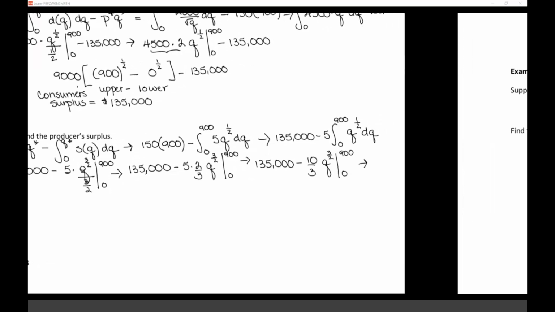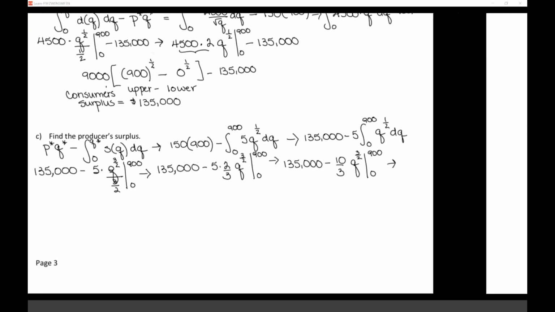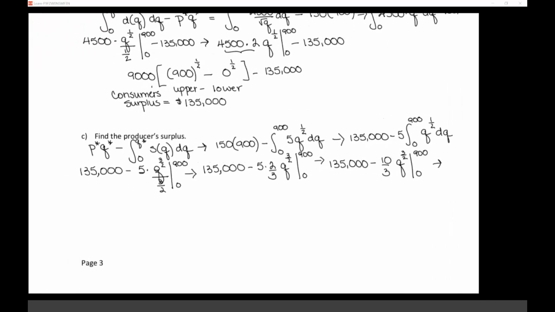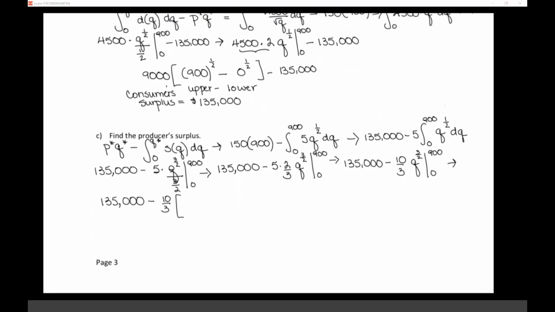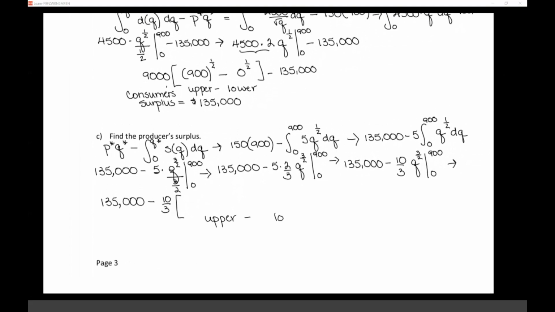Okay, so now when I actually evaluate the integral at the upper and lower bounds, I'm going to do it this way. I'm going to take out the 135,000, and I'm going to write 10/3 on the outside of what I'm going to evaluate here. And that's going to be upper minus lower. Then I have Q to the 3/2, and my Q value is 900 to the 3/2 minus 0 to the 3/2.